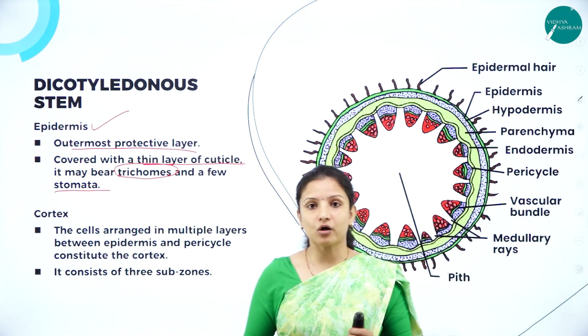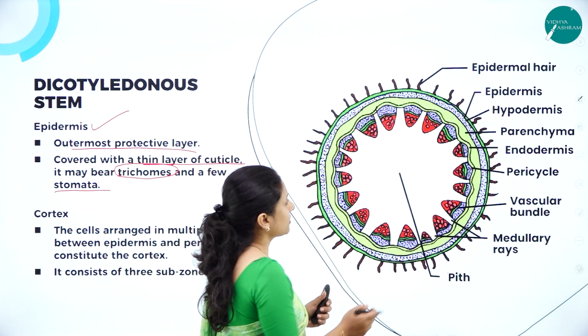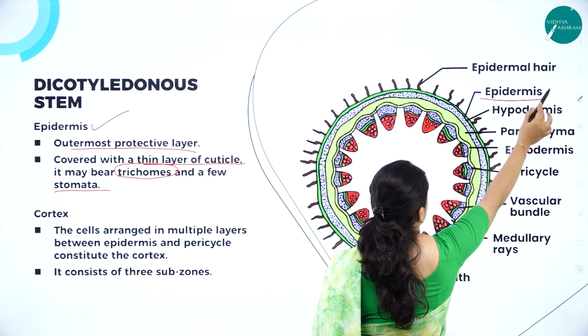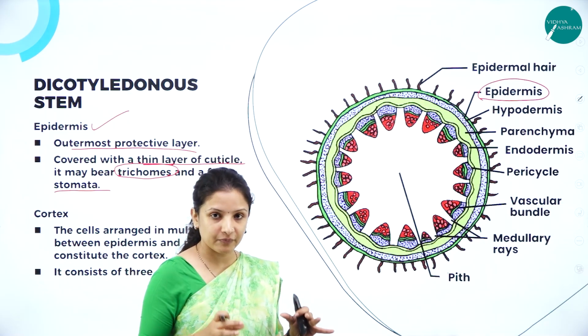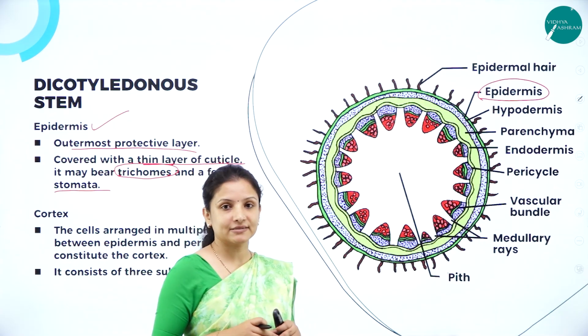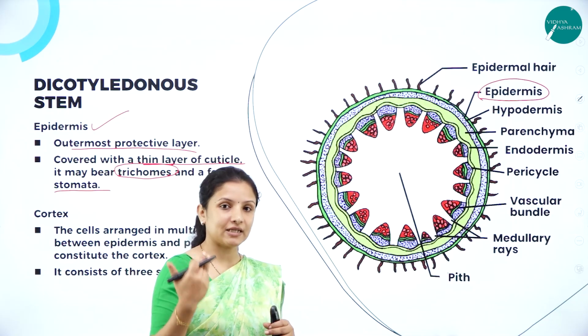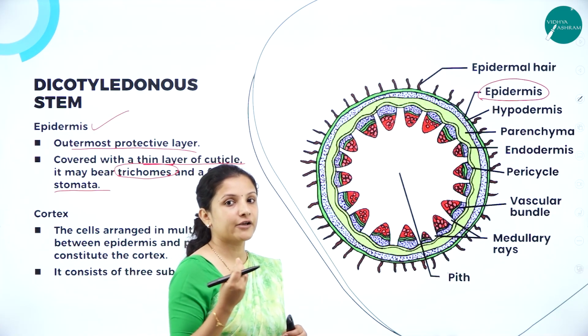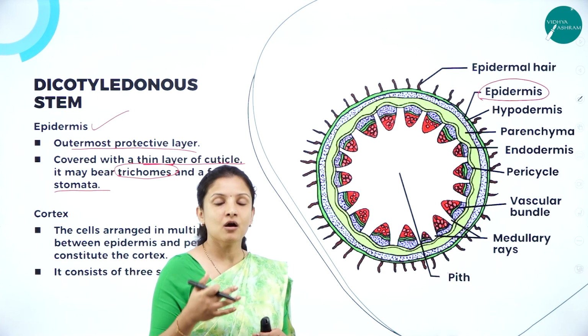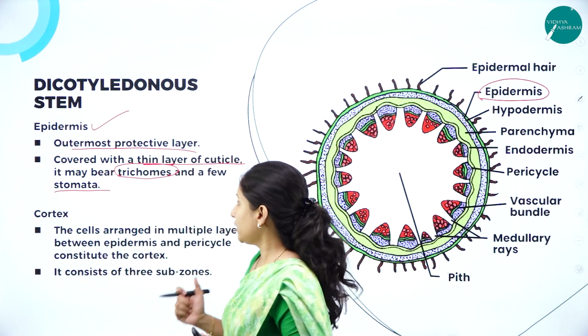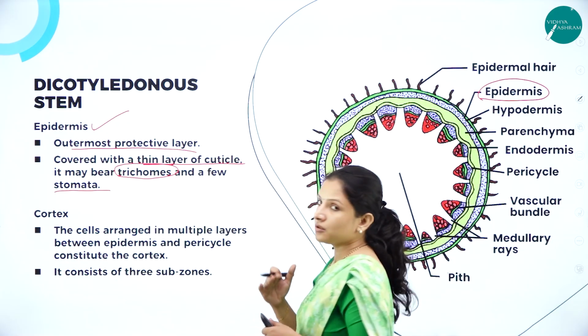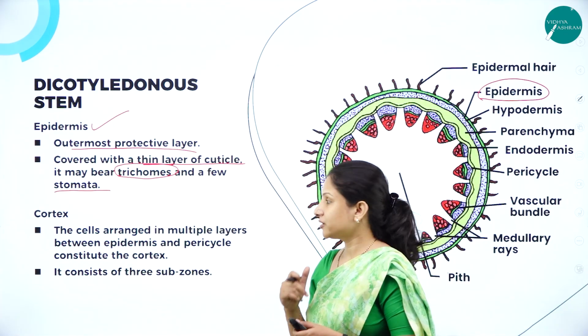Next, moving into the cortex. So we have finished with the epidermis. What is the epidermis made up of? It is completely parenchymatous. They are made up of barrel-shaped parenchymatous cells, and some of the cells in the epidermis get modified to produce the epidermal hair or the trichome in the case of the stem. So much we know. And some of them have a covering around them, which is nothing but the cuticle.